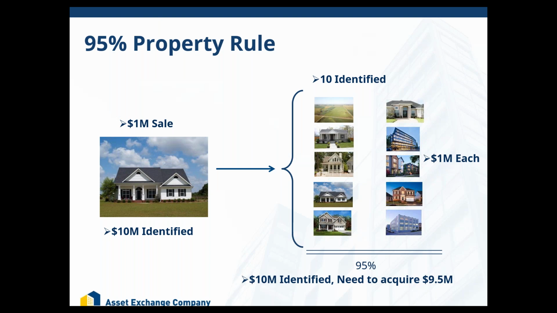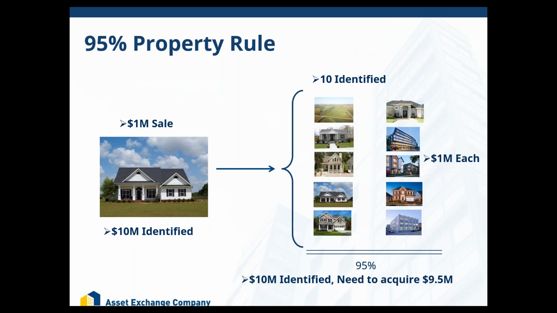Now, let's keep the math really simple on this one as well. Let's say we're going to be purchasing each one of these properties for $1 million each. So how much have we identified in property? $10 million worth of property, right? Because we've identified $10 million worth of property, what just happened there? We exceeded our 200% rule, right? Because that was how much? $2 million. So that's going to put us into the 95% rule.